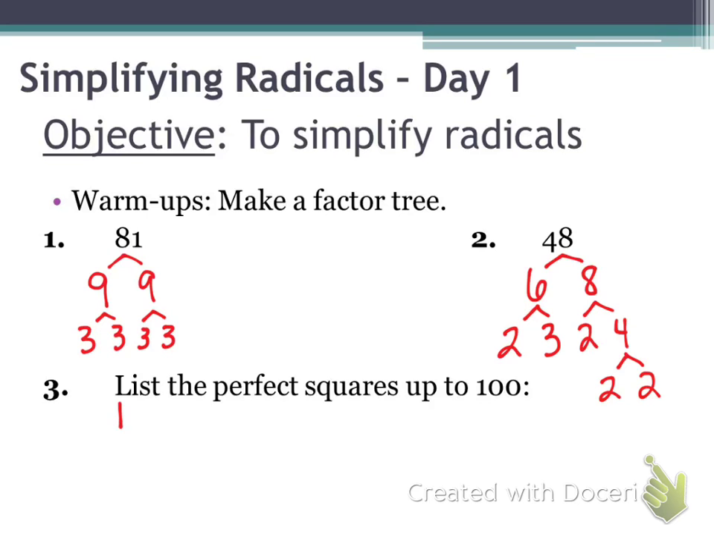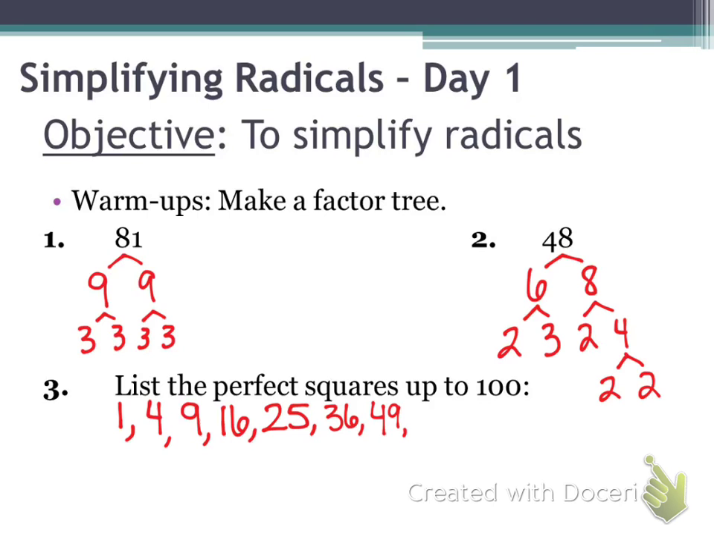1 times 1 equals 1. Jakeem gave us our next one. 2 times 2 is 4. What number do you think I want next? 8. Not 8. 9. 3 times 3 is 9. After 9? 16. That would be 4 times 4. So my next one would be 25, for 5 times 5. What comes next? 36. Good. 6 times 6. After 36? 49 is 7 times 7.